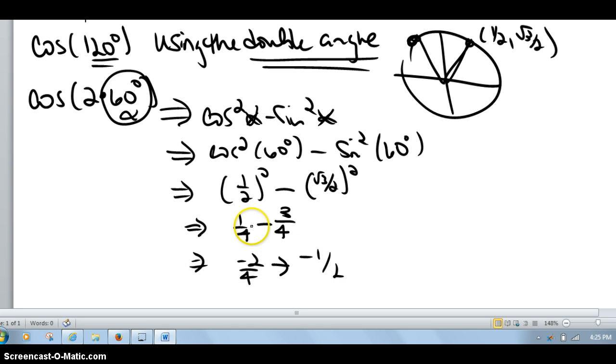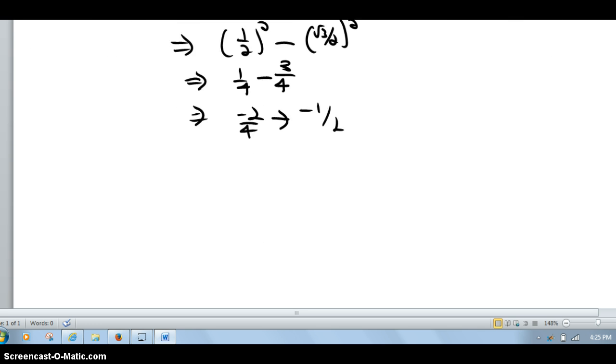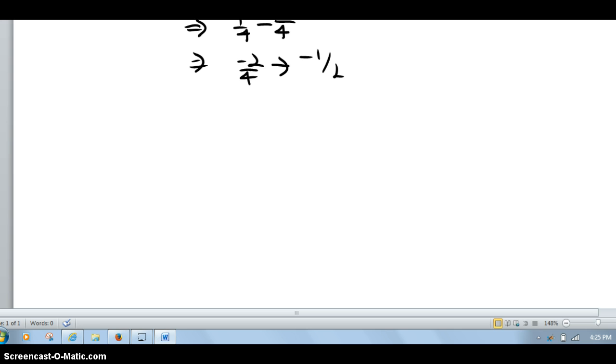Now those of us that know the unit circle can see that this is a negative half, while sine of 120 is positive square root of 3 over 2. So we could get it that way, but that's how you could use the double angle trig identity if I asked you to verify it or something like that. All right, let's look at another half angle one. We did one already. Let's look at another one.